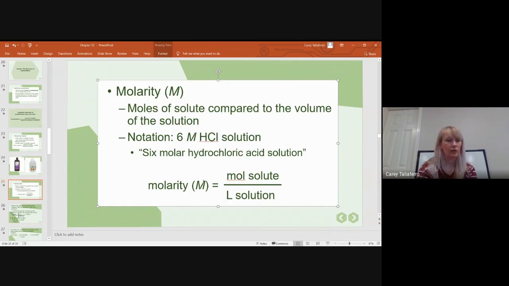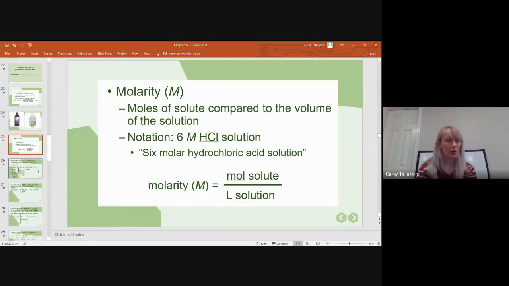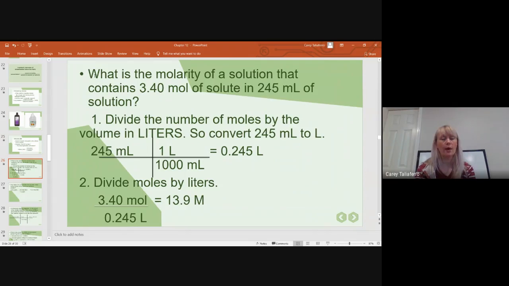All right. So let's just dive right in. We're going to look at several examples of problems, different ways of phrasing. And then I will be posting, along with this video, some practice problems for you to do. All right, so here's the way a problem might read. What is the molarity of a solution that contains 3.40 moles of solute in 245 milliliters of solution?